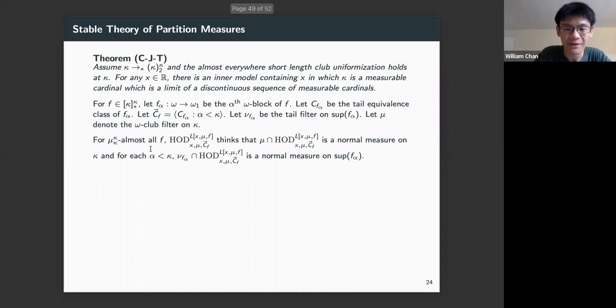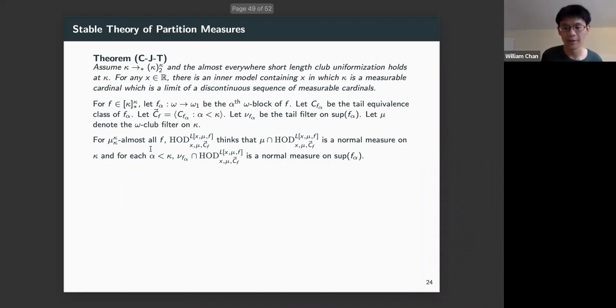Given an f in kappa to the kappa, you can break an omega 1 sequence into omega 1 many blocks, omega 1 many omega blocks. So let f sub alpha from omega into omega 1 be the alpha-th omega block of f. Let c sub f of alpha be the tail equivalence class of f sub alpha, the E0 class from before. And let c bar sub f be the sequence of all the associated tail classes. Let nu sub f be the tail filter on the sup of f sub alpha, and let mu be the omega club filter on kappa.